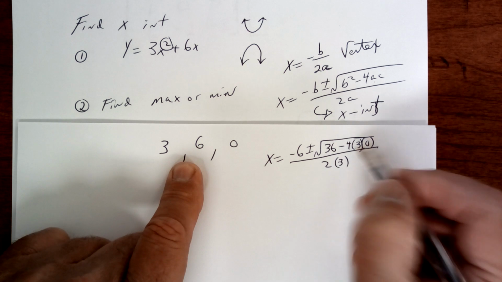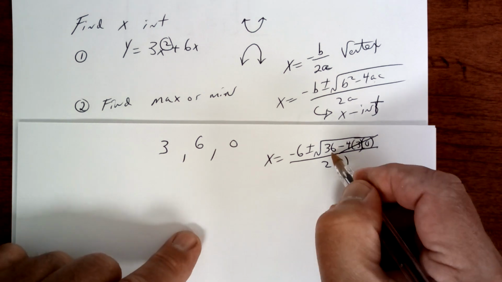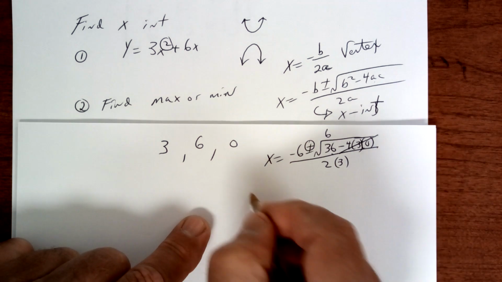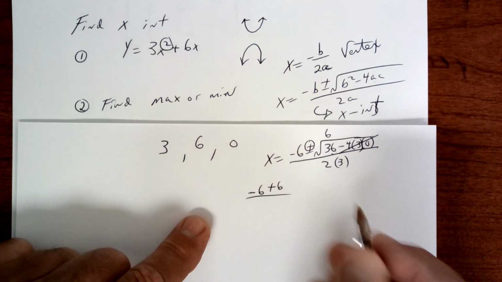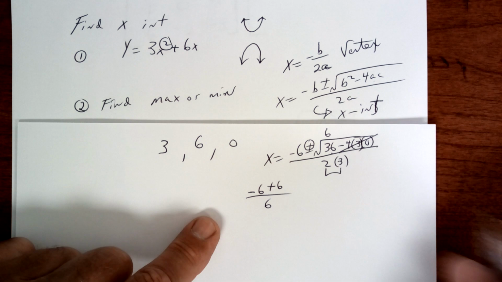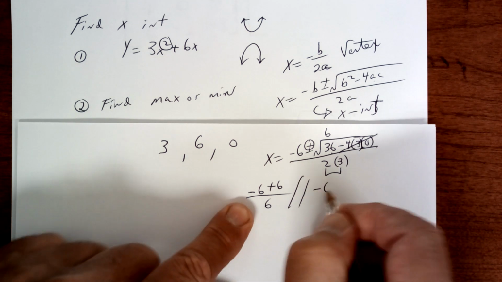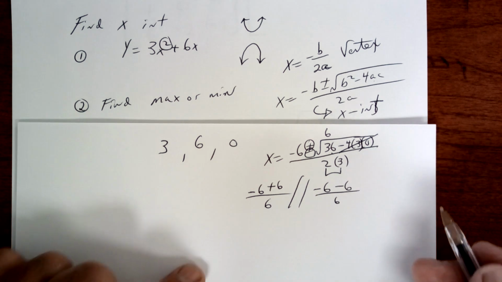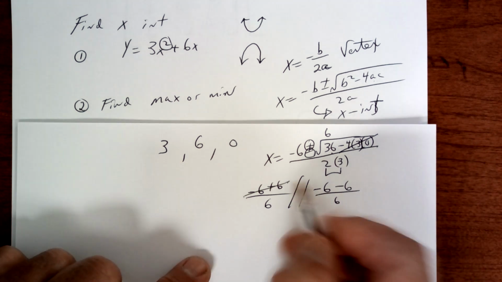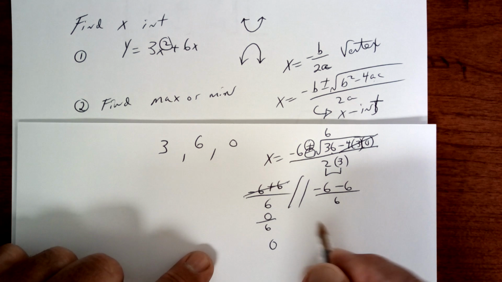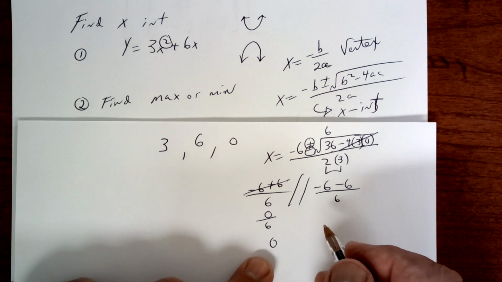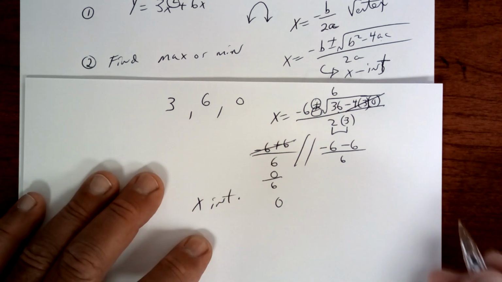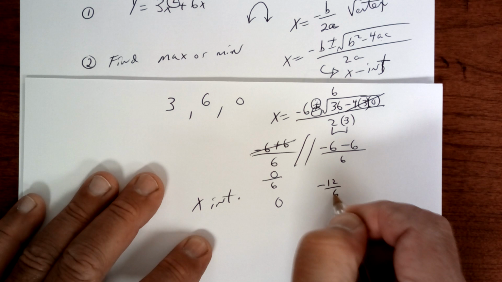So this cancels to 0. The square root of 36 is 6. So it's going to be -6 plus 6 divided by 6, right? 2 times 3. And then it's going to be -6 minus 6 divided by 6. A lot of 6's there. This cancels to 0 over 6, which equals 0. So that is one x-intercept. So write that down. X-intercepts. This one right here is a -12 divided by 6, which is a -2.